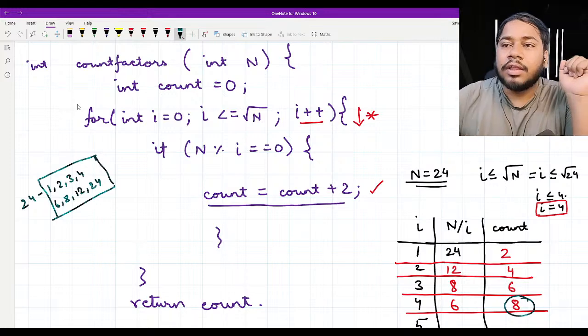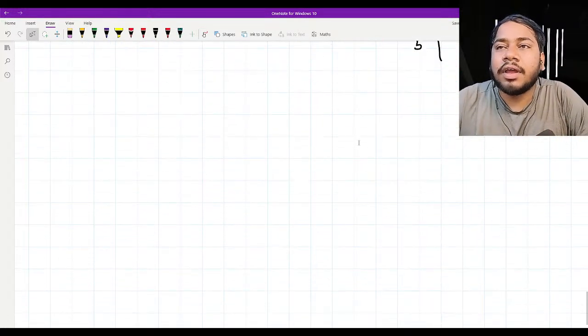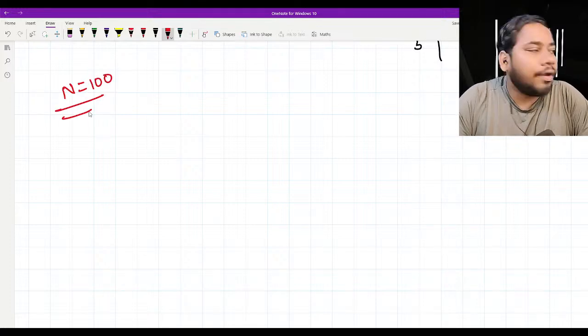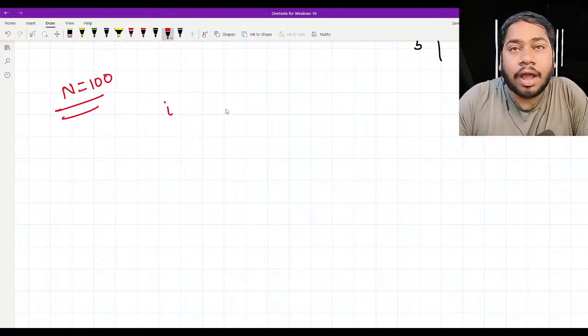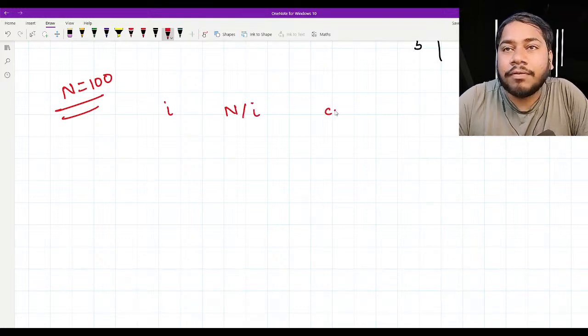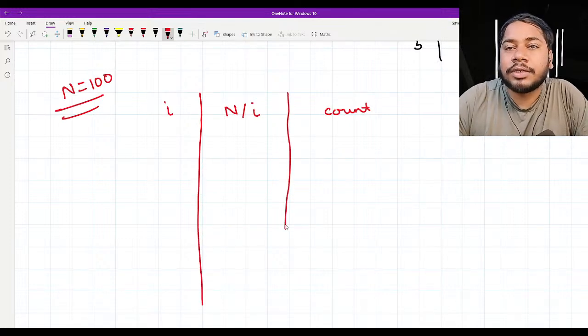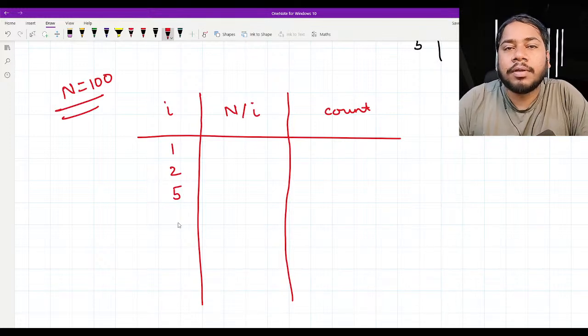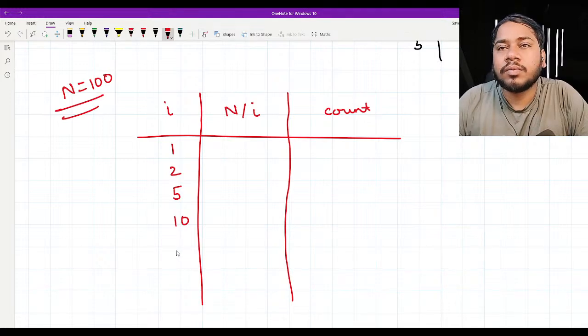Now let's take the n value as 100. Now you will see the magic. Now n value is 100. And if n value is 100, we will have I, we will have n by I, and we will have count. If n value is 100, it will be 1, 2, 5. After that, it will be 10. And after that, nothing, right?